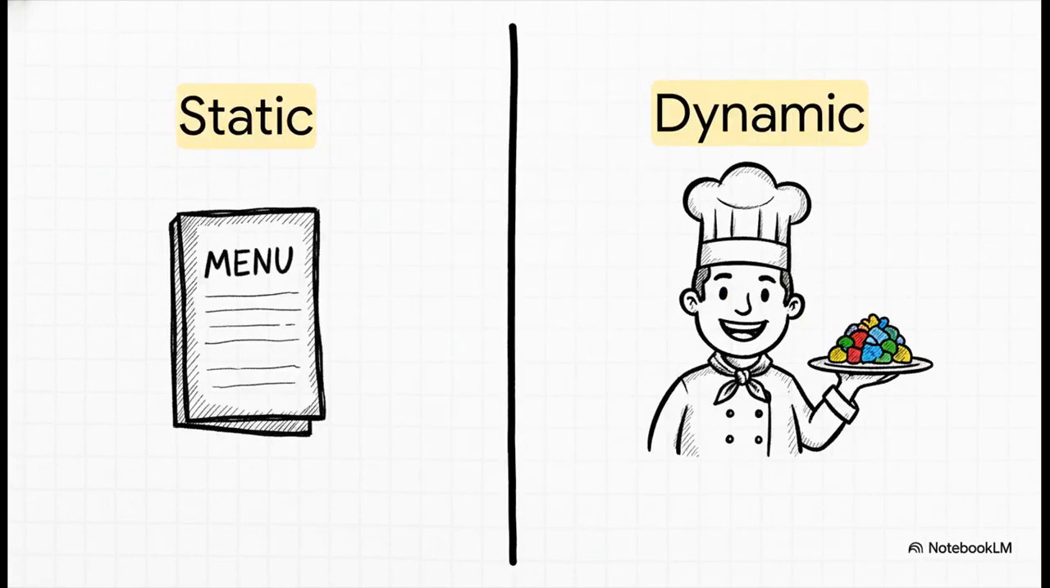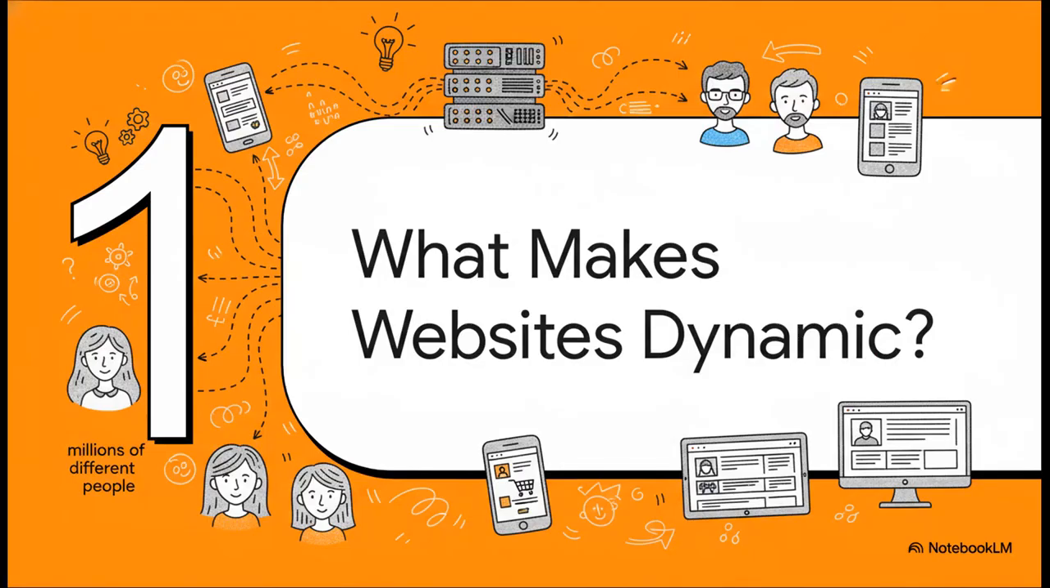See, a static page is kind of like a printed menu at a restaurant. Everybody who walks in gets the exact same one. But a dynamic page, that's like having the chef come out to your table and create a dish based on exactly what you asked for. And that's the kind of page we're interested in today. So how does a server, which is really just a computer, create something custom-made for potentially millions of different people?